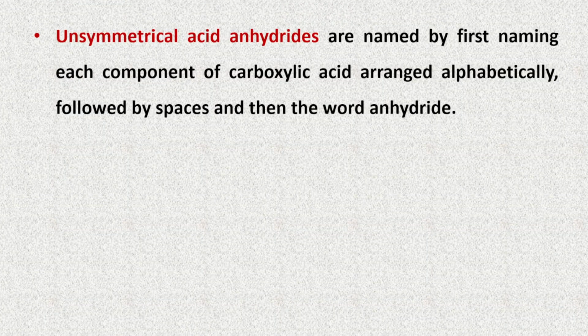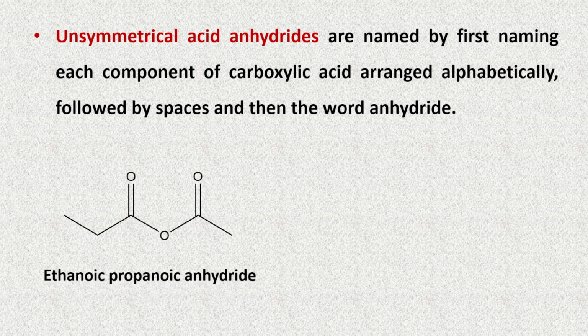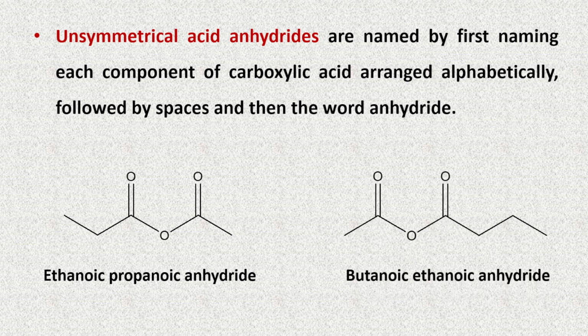Unsymmetrical acid anhydrides are named by first naming each component carboxylic acid, arranged alphabetically, followed by a space, then the word anhydride. For example, there are ethanoic and propionic groups in this compound, and alphabetically ethanoic will come first, so its IUPAC name is ethanoic propionic anhydride. Similarly, the IUPAC name of the second compound is butanoic ethanoic anhydride.